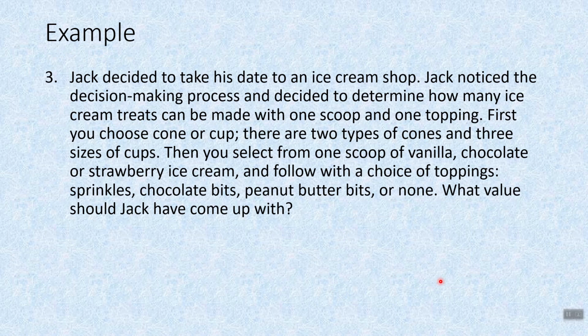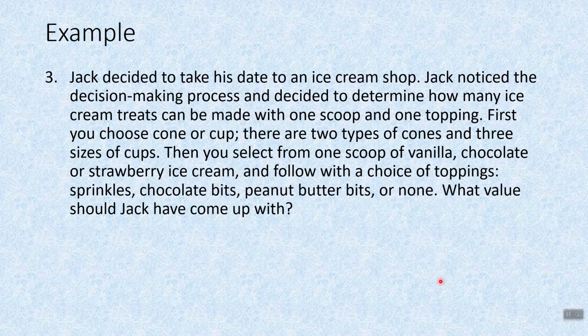Example 3. This Jack's a weird guy. Jack will have some odd situations. Here's Jack's first one. Jack decided to take his date to an ice cream shop. Jack noticed the decision-making process and decided to determine how many ice cream treats can be made with 1 scoop and 1 topping. Pretty sure his date was taking too long.